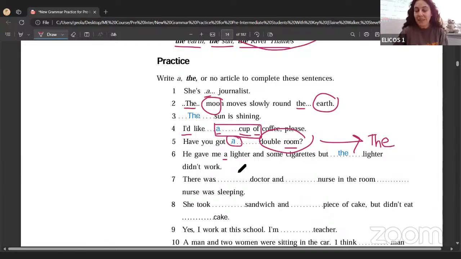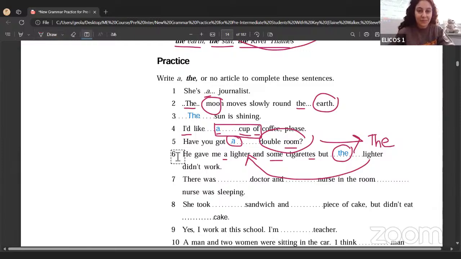And some, we don't know how much. We don't know how much, just some cigarettes, more than one, because we use the word some only with plural. And some cigarettes. And then because we're very specific, we know which lighter, the lighter didn't work. Okay, it's the second time that I've mentioned the lighter, so I need to say the.